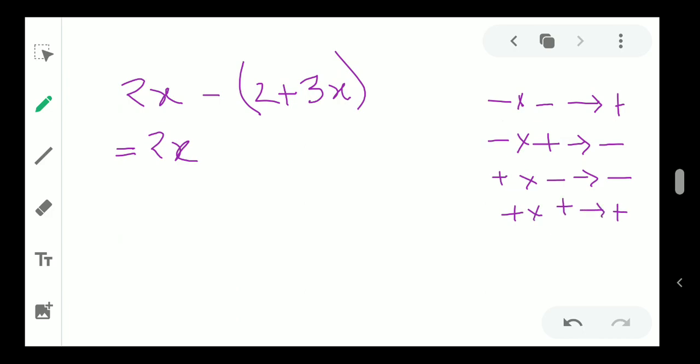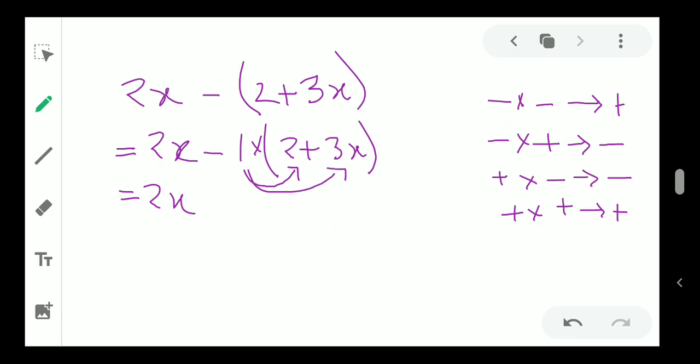Now you will tell me, so where is the multiplication? Are you joking or what? No, I'm not joking. See, if you have minus this, that means you have minus 1 multiplied with the whole term, because 1, we don't write 1 actually, we just remove it, but 1 is still there. So what we are basically doing, I am multiplying this minus 1 with 2 also, and this minus 1 with 3x also. So it will be minus 2, because minus 1 into plus 2 is my minus 2, and minus 1 times 3x, that is my minus 3x.